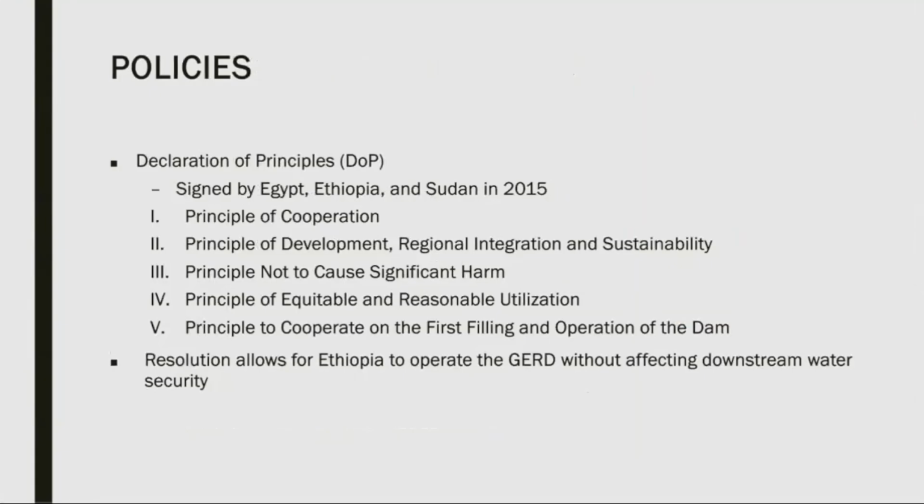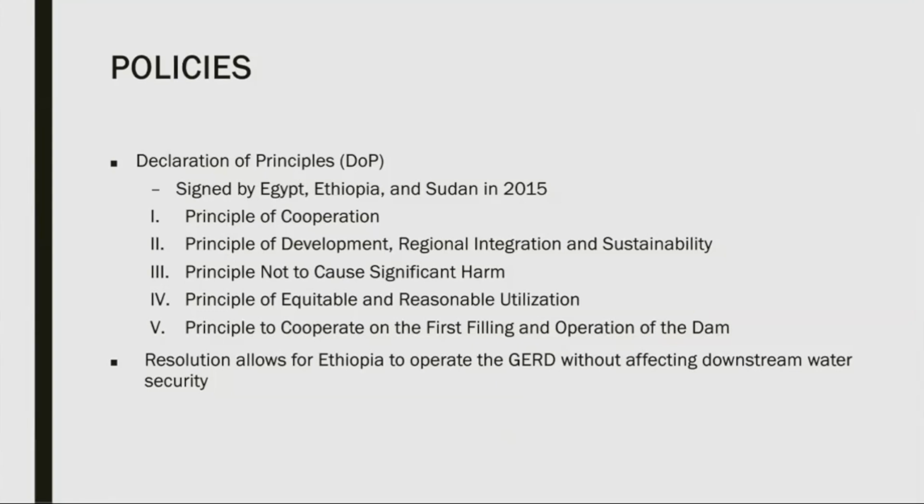So let's jump into some of the policies. We touched on earlier some of the policies in the 1900s that were developed, but I wanted to focus on where we are today, how these countries are growing together, figuring out how to work together. And that brings us to the Declaration of Principles, which was signed by all three, Egypt, Ethiopia, and Sudan in 2015.